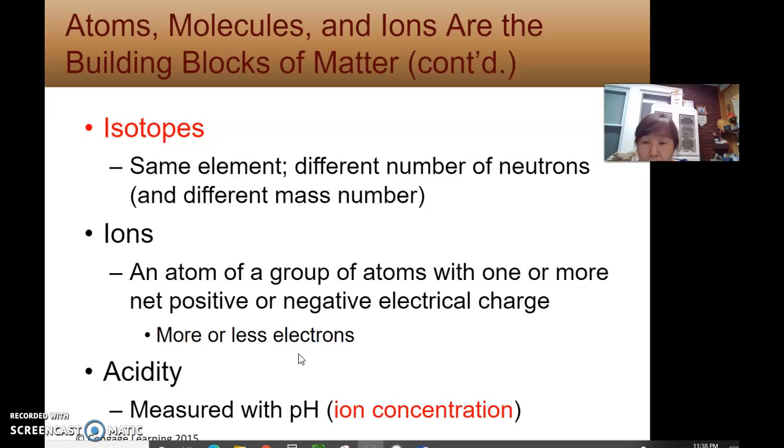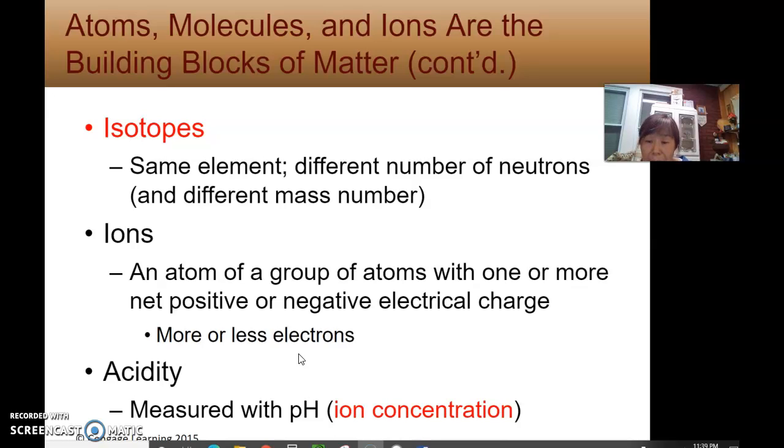So isotopes are the same element, but with a different number of neutrons. That causes their mass number to change, because mass number equals proton number plus neutron number. And ions are an atom or a group of atoms with one or more net positive or net negative electrical charge. Basically, their proton number and electron number are not equal, either more or less.